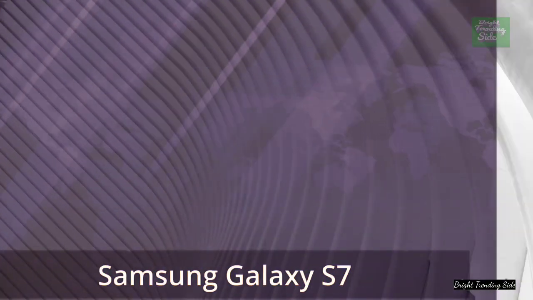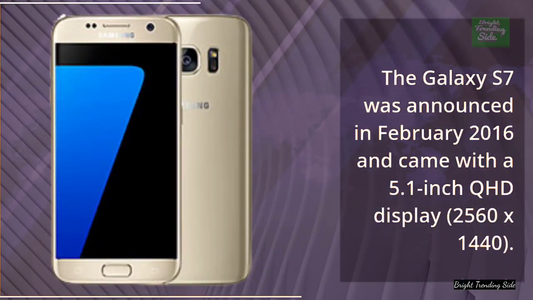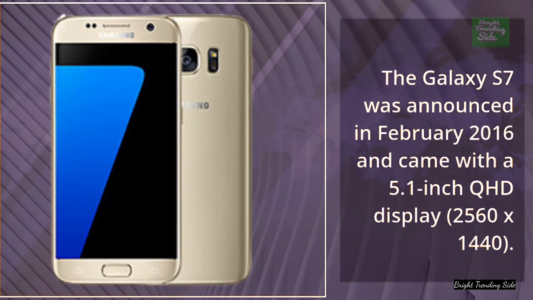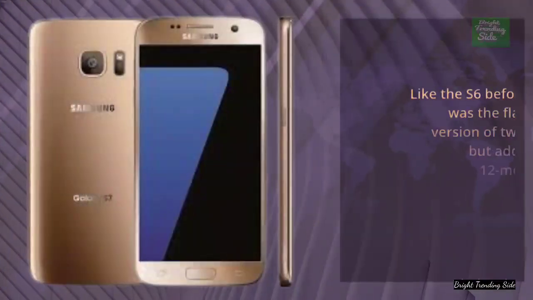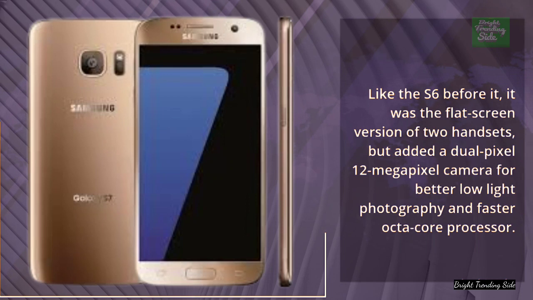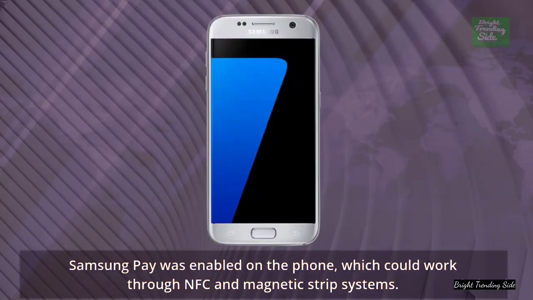Samsung Galaxy S7. The Galaxy S7 was announced in February 2016 and came with a 5.1-inch QHD display, 2560 by 1440. Like the S6 before it, it was the flat-screen version of two handsets, but added a dual-pixel 12-megapixel camera for better low-light photography and a faster octa-core processor. Samsung Pay was enabled on the phone, which could work through NFC and magnetic strip systems.